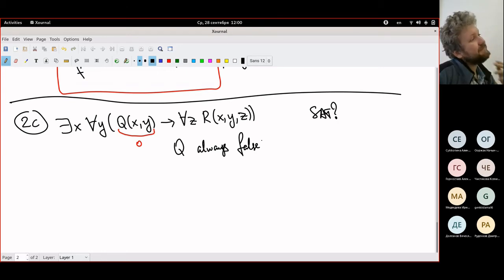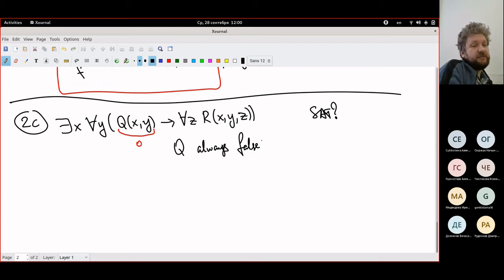Good. Should we give an example of such Q? Yes, you can take any set and take Q, which is just always false. Well, it's a concrete example. And what is the real-world interpretation of such a Q, which is always false? Is it an empty relation? Just an empty relation. You can also make a non-trivial example: for all Z, R of X, Y, Z, you can find a ternary relation which is always true.